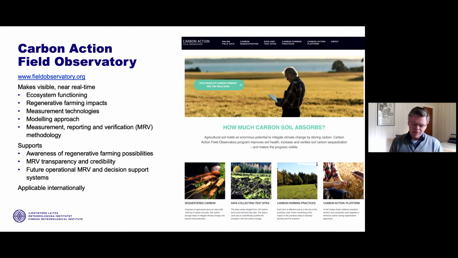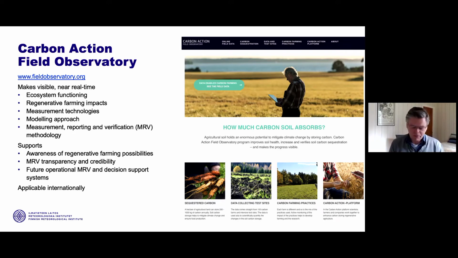We also think that this might be our vision of what future operational MRV methodologies may look like, how they combine the latest developments in measurement technologies and methods of ecological forecasting. We are currently demonstrating this Field Observatory in Finland, but the data flows and the modeling behind it are equally applicable everywhere in the world.